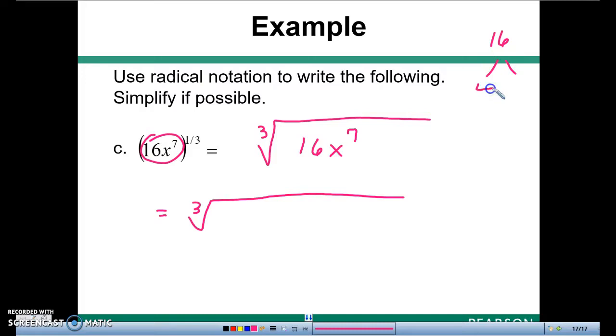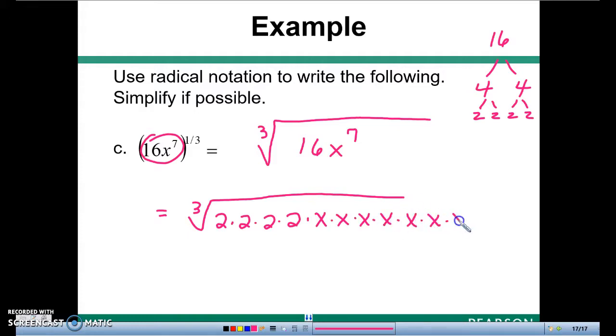16, that's 4 times 4. 2 times 2, 2 times 2, 2 times 2 times 2 times 2 times, here comes the 7 x's being multiplied together. 1, 2, 3, 4, 5, 6, 7. Okay, this one's a little bit different than what we've done up to this point.